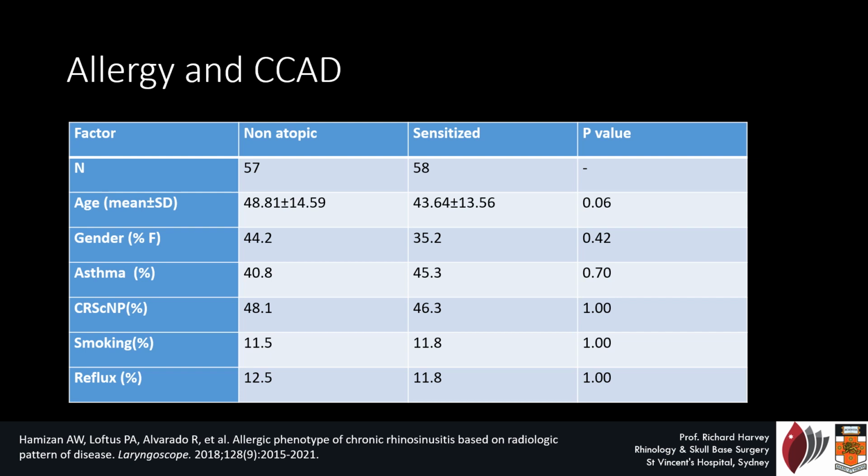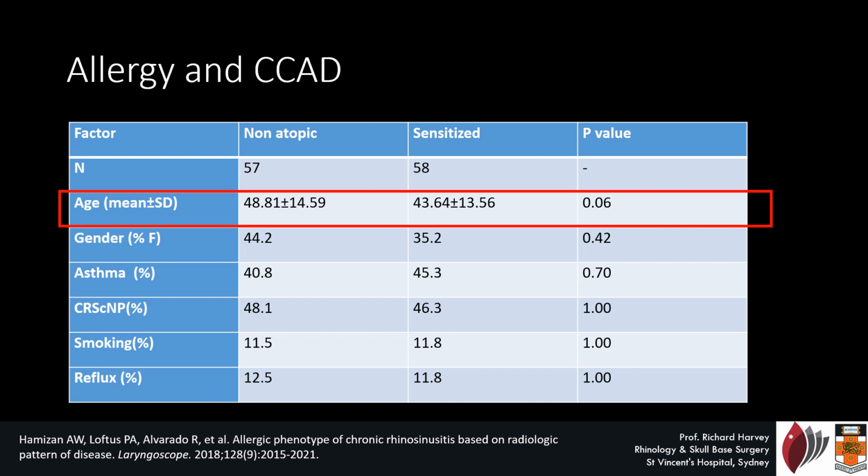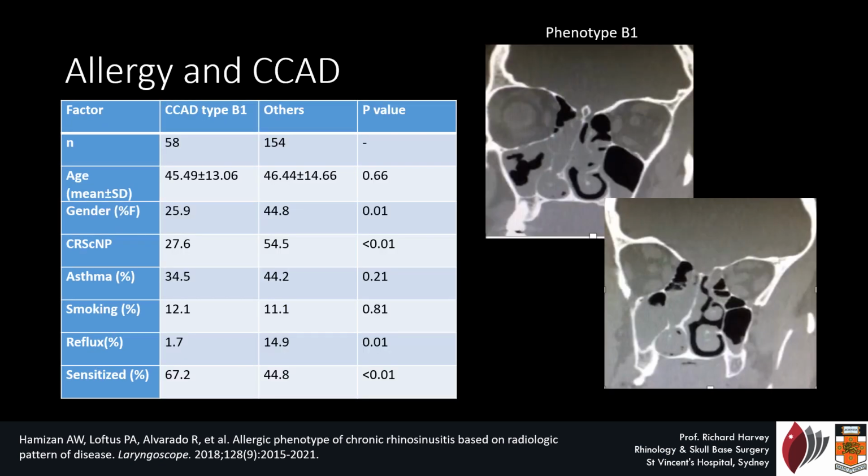And there's not a huge difference here in the group, apart from the fact that the allergics were slightly younger, as you would expect. But in this group of patients who had sinus changes, if they had this type of picture, what we ended up calling phenotype B1, it actually best related to allergy status. We went through several different phenotypes, but this one here best related to inhalant allergy. Now you might look at the numbers and say, look at 70% versus 45%.